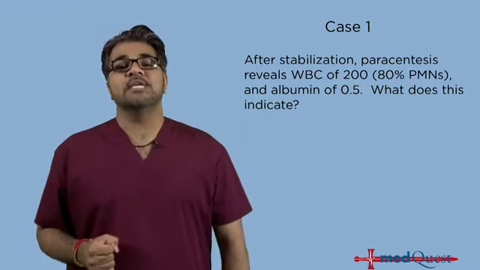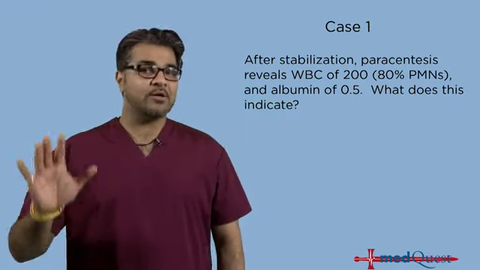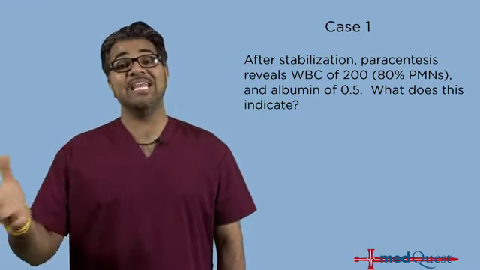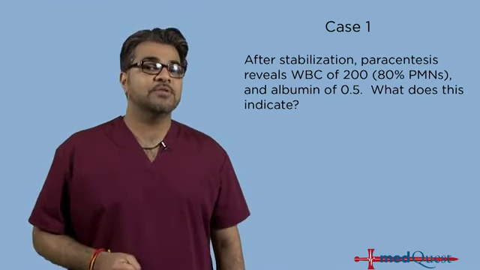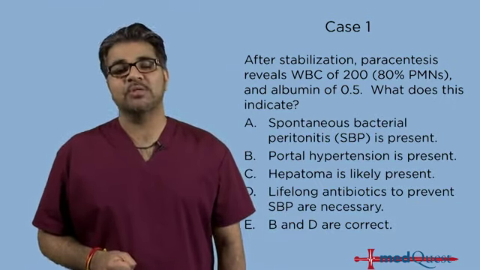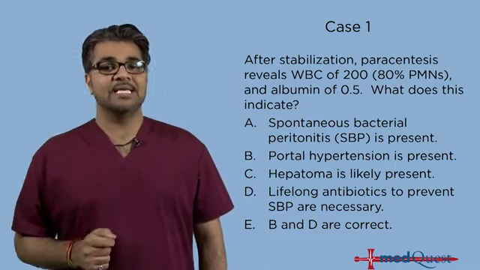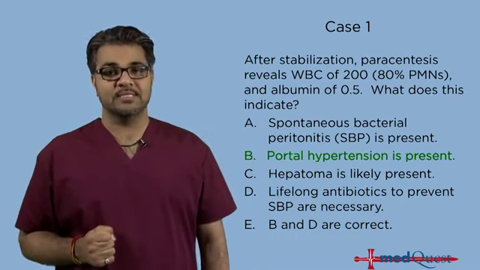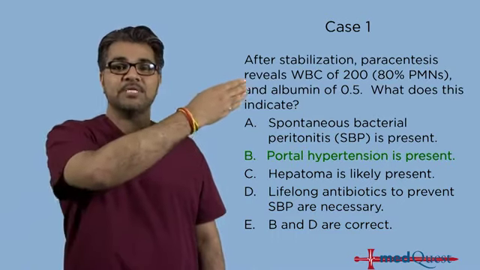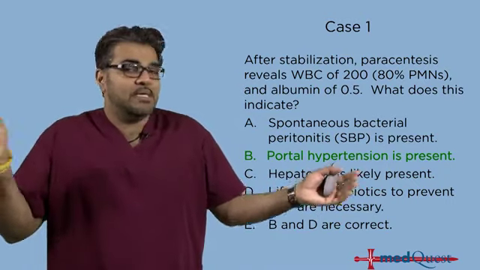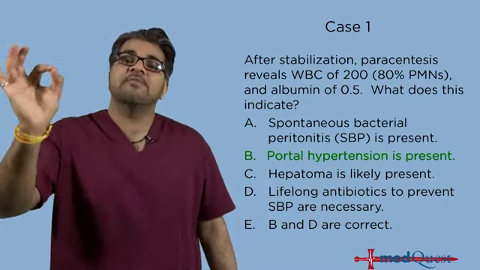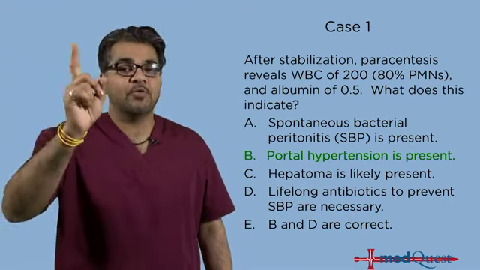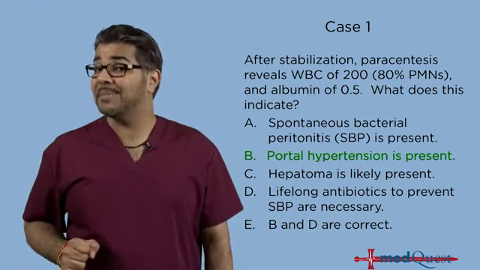Now, after stabilization, a paracentesis reveals a white count of about 200 WBCs, and 80% of them are PMNs, and an albumin of 0.5. What does this actually indicate? What this indicates is that portal hypertension is present. A lot of you thought, well, 80% of 200, oh my God, he must have SBP, because they're talking about PMNs, but you have to have greater than 250, and therefore, portal hypertension is present, but not SBP.